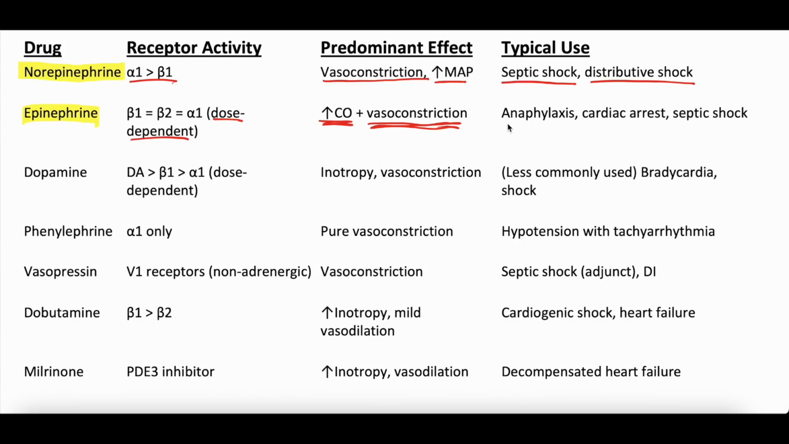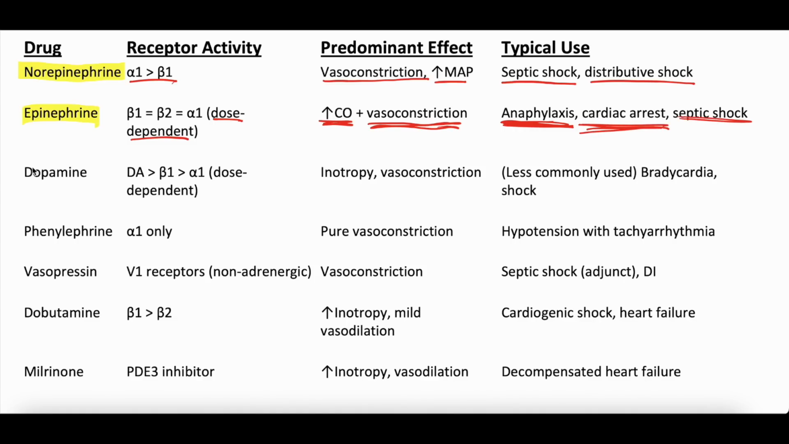Its typical use: it is first line in anaphylaxis. Anyone with anaphylaxis should get epinephrine. Absolutely first line. EpiPens, right? That's what people carry around who have known anaphylactic allergies. You also give it in cardiac arrest. And, you know, it's one of those that you could consider in septic shock, but it is not first line.